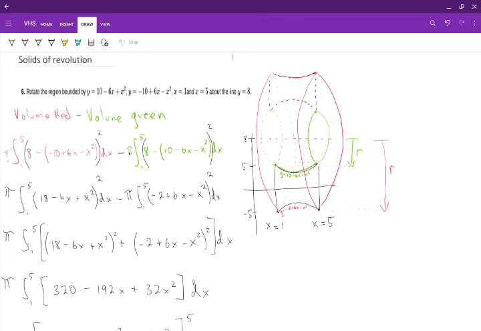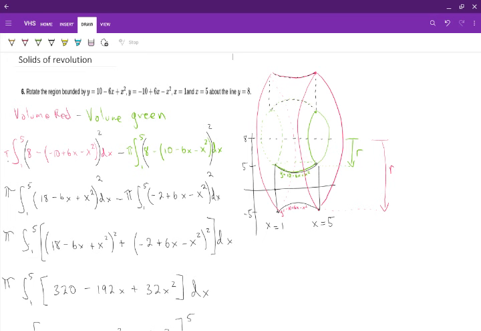Now, how do we find the green volume? Well, it's the same idea. It's the distance between 8 and this parabola here. So it's 8 minus that parabola. It's the difference between those two things.